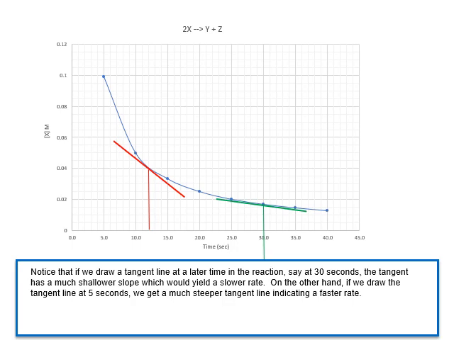Notice that if we draw a tangent line at a later time in the reaction, say at 30 seconds, the tangent has a much shallower slope, which would yield a slower rate. On the other hand, if we draw the tangent line at 5 seconds, we get a much steeper tangent line indicating a faster rate.